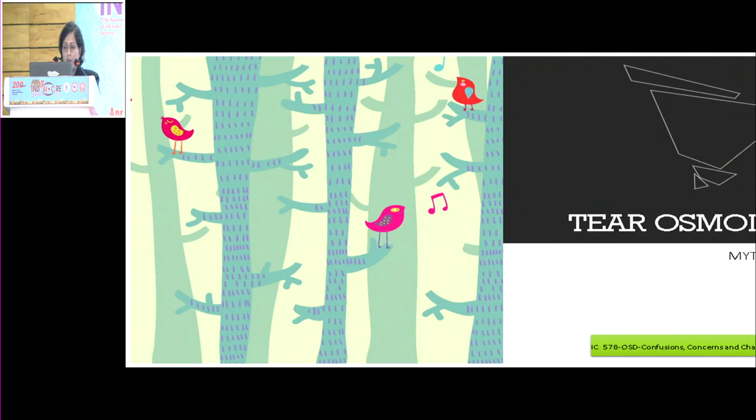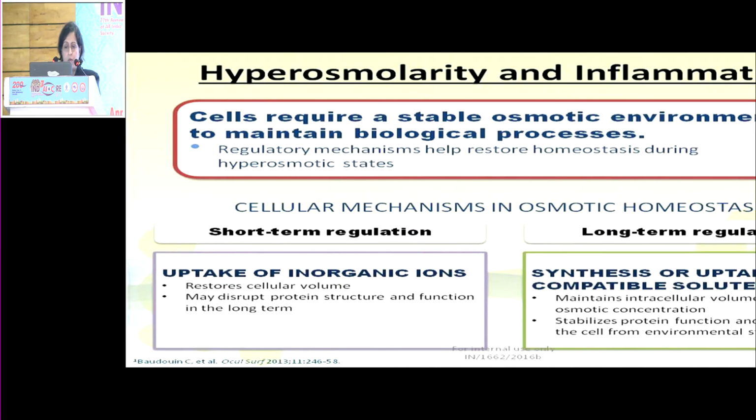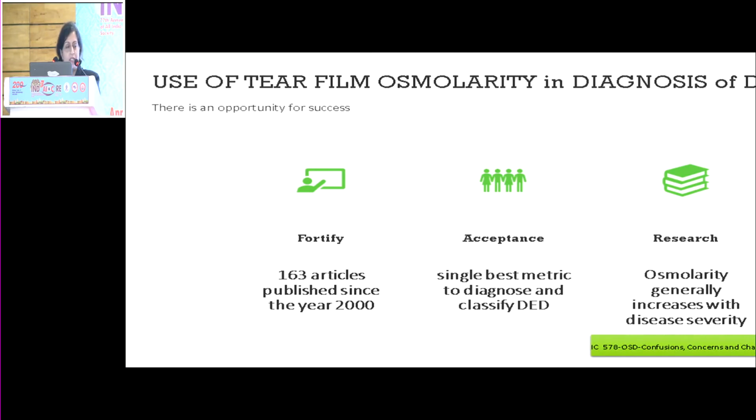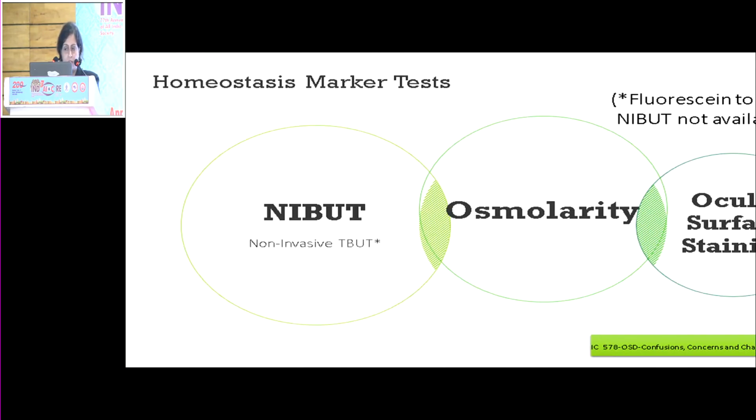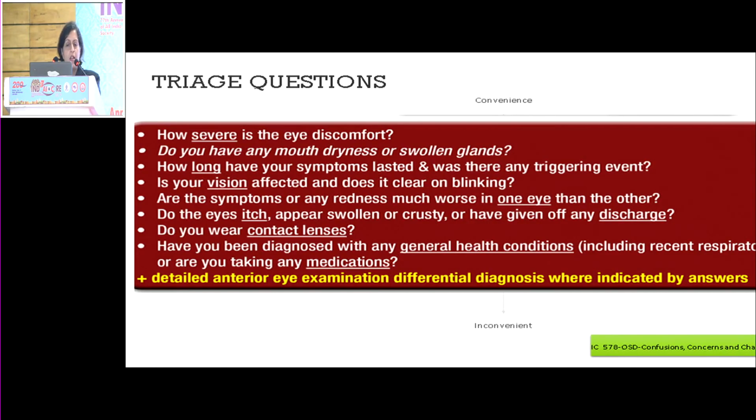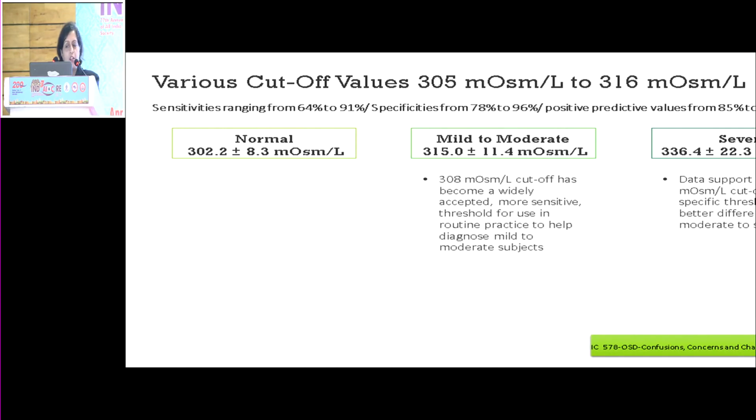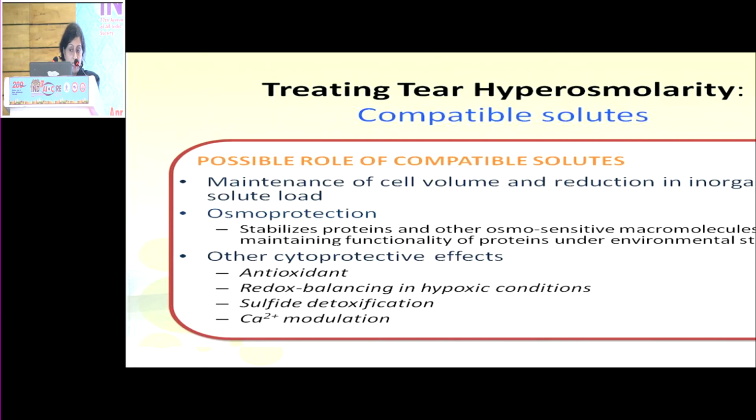Okay, so that comes to tear osmolarity. The cells require a stable osmotic environment. The use of tear osmolarity in the diagnosis, you'll find, has been fortified. A whole lot of articles have been published, and osmolarity generally increases with disease severity. As I said once before, non-invasive TBUT can be done. These are your triaging questions. It's there in the publication, which you can look up: how severe, how long, any other symptoms. The cutoff value is 308, and it's found to be fairly valuable in identifying mild to moderate dry eye, and severe dry eye if it's more than 336.